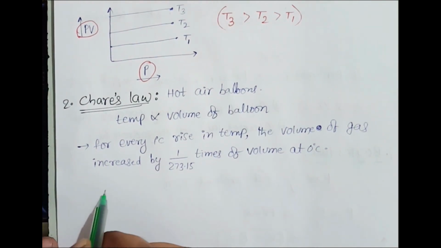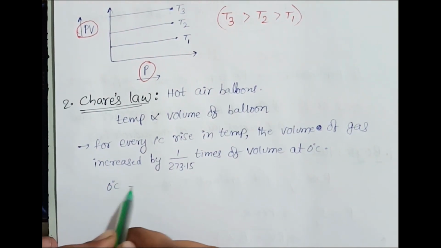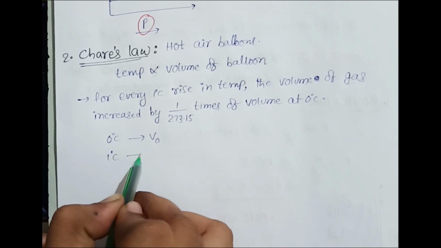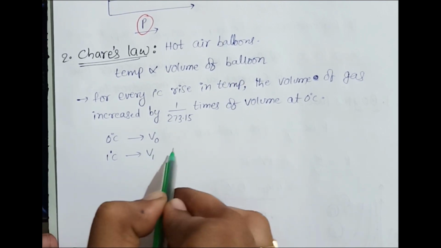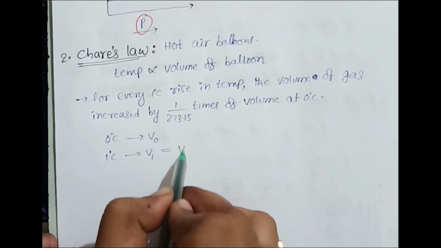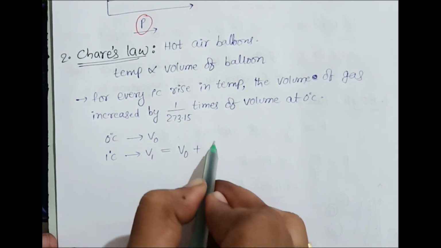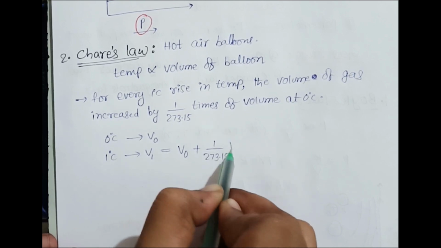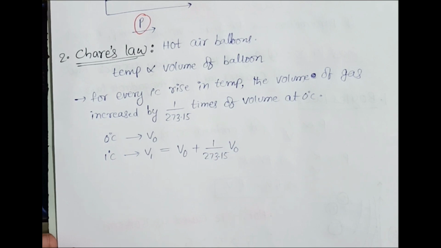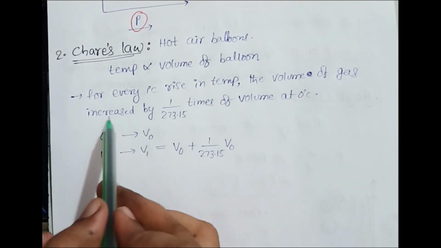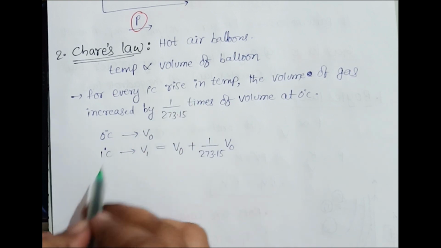So let temperature be 0 Celsius, the volume will be V0. Now we increase the temperature, let us say temperature is 1 Celsius, so volume will be V1, which is equal to, as per this statement, V0 plus 1 upon 273.15 times of V0. Understood? So as per the statement, if you increase the temperature by 1 Celsius, then the volume of the gas is increased by 1 upon 273.15 times.